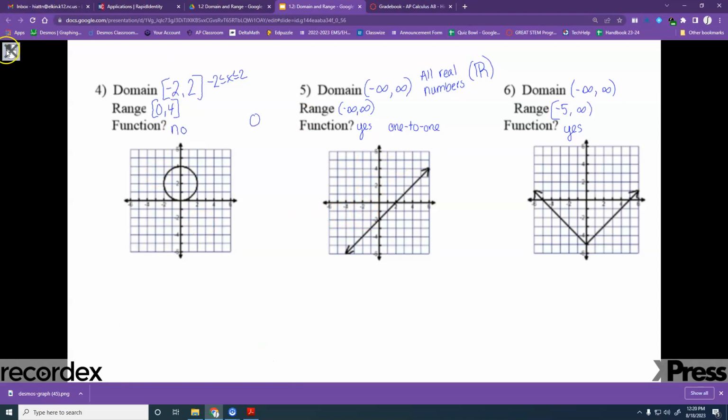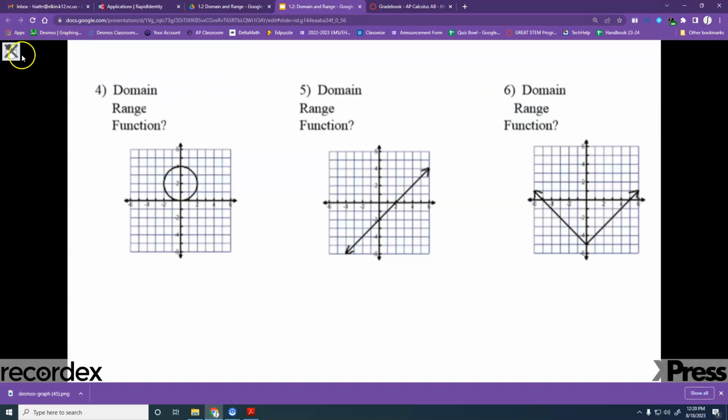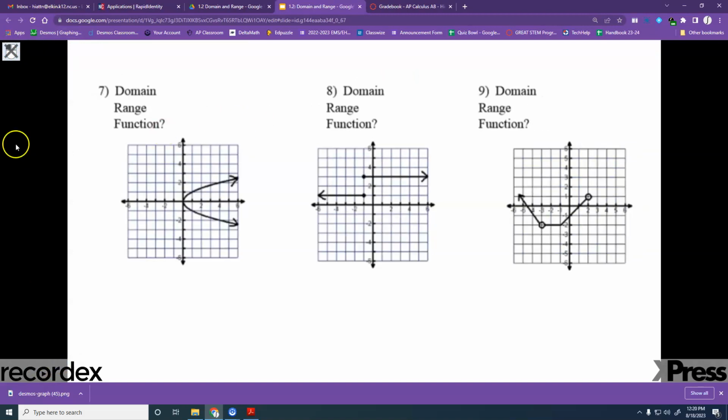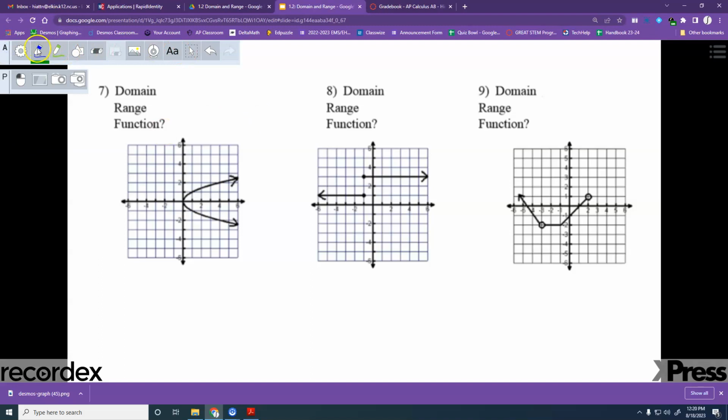All right. Everybody good? Questions there? Maybe you're not good, but you can't think of a question. That might be where we're at. We're going to do some more. Okay. All right. Anybody think they know the domain for 7?